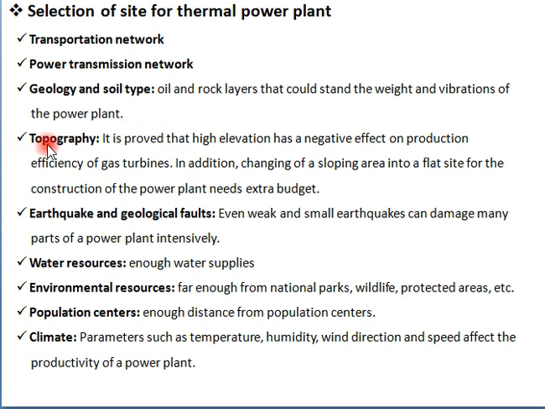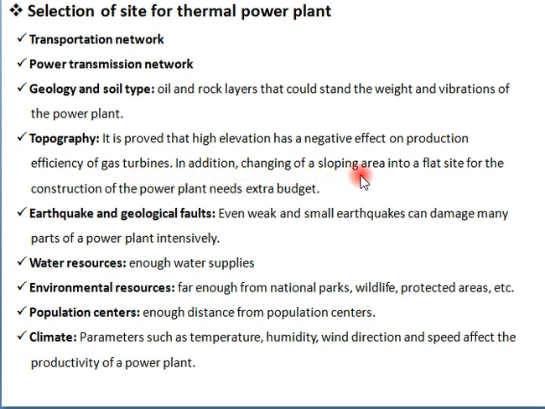And then we can say topography. It is proven that high elevation has a negative effect on the efficiency of a gas turbine power plant. Topography is very important, because you can't locate the gas turbine power plant at high elevation: if the elevation is high, the air becomes low pressure and very thin, so we can't use this air well for power production, and the efficiency of the gas turbine is reduced. So this is the topographical advantage that should be there.